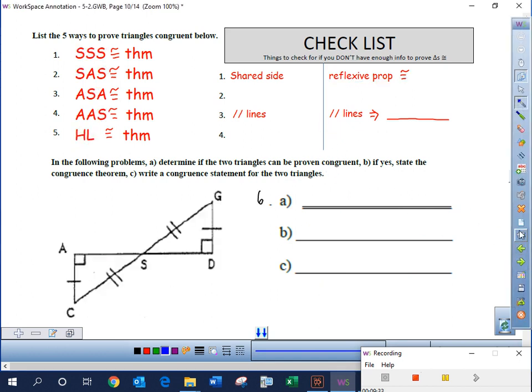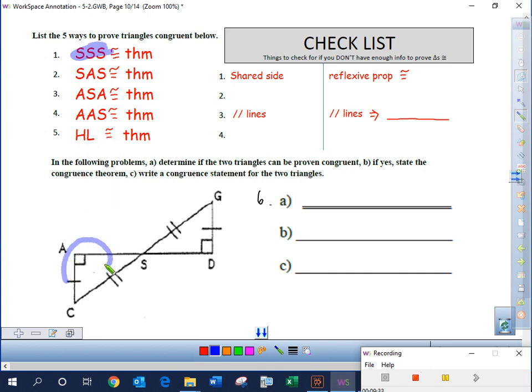So let's try again. First, let's see if we have enough info to prove these two triangles congruent. All of these involve sides and angles, right? Except for this one, this is only sides. I definitely don't have side, side, side. But is this side, angle, side? Nope. Side, angle, skip, skip, side. So that doesn't work. Angle, side, angle. That's got to have two angles with it. I don't have that.